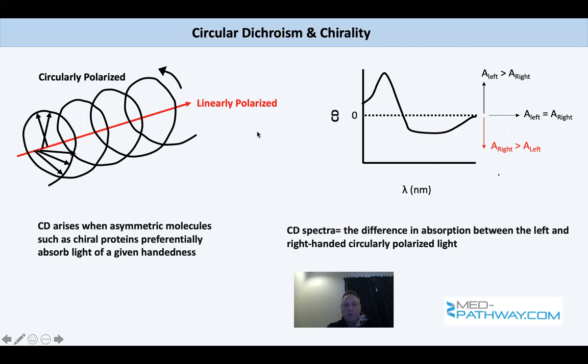You can take your protein sample, for example, and shine circularly polarized light, left-handed and right-handed, at various wavelengths. And you generate what's called a circular dichroism, or a CD spectra. That spectra is the difference in absorption between the left-handed and the right-handed circularly polarized light. And so you get positive values when the left-handed light absorbs more than the right-handed, and you get negative values when the right absorbs greater than the left. And if they're equal, then you're going to get no circular dichroism at all. That's what an achiral molecule would do. That's what a molecule of no net asymmetry would actually do.